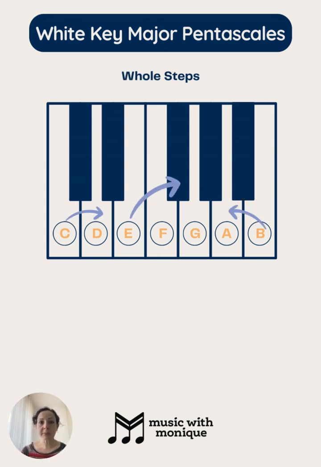A whole step is the equivalent of 2 half steps. So a whole step above C will be D, because we had this black key in between. A whole step above E is not F, that's only a half step. So a whole step above E will be F sharp. And a whole step down from B will be A.